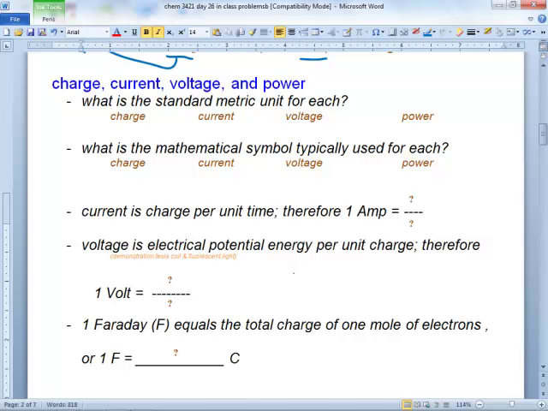Coulomb. C-O-U-L-O-M-B. Coulomb. How about current? Amps. Voltage? Volts. And power? Watts. Right?